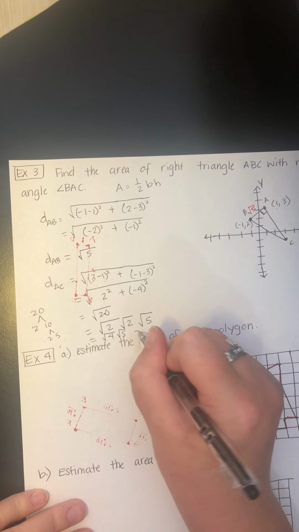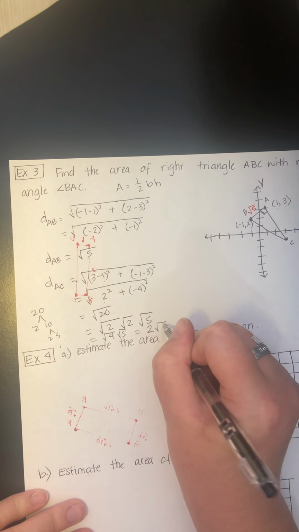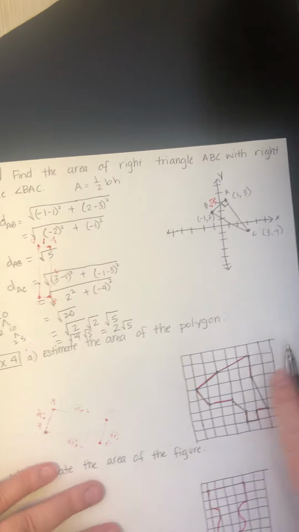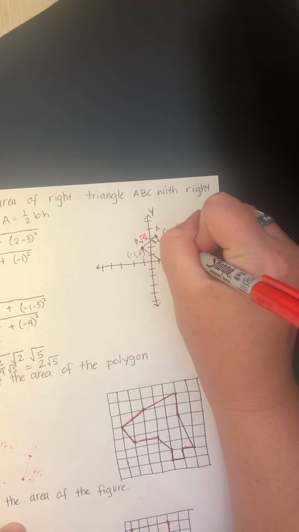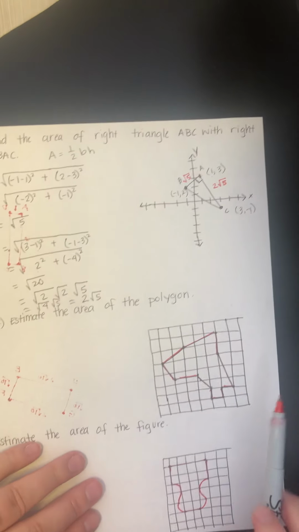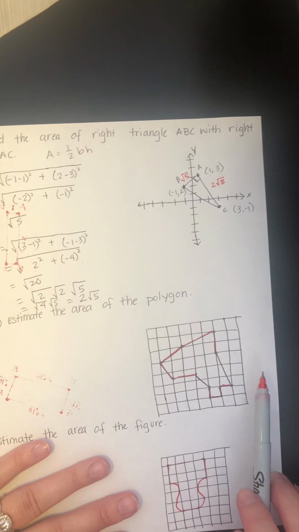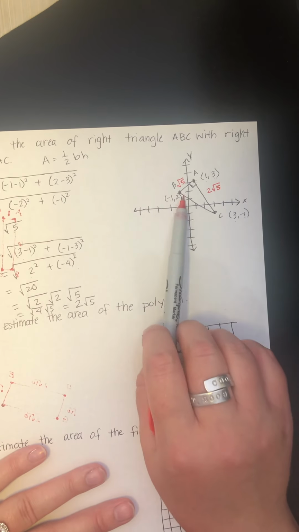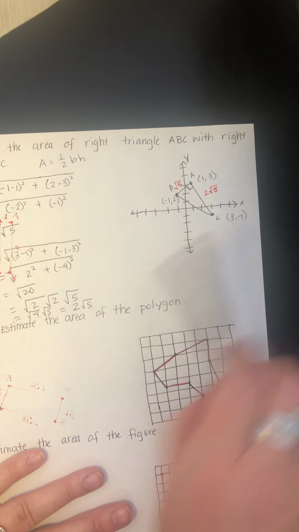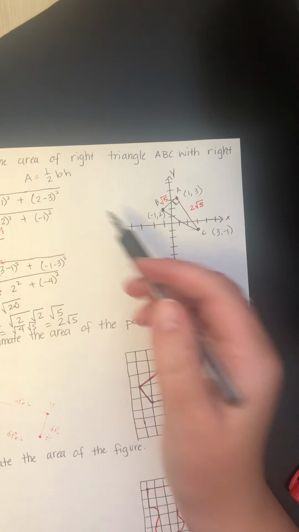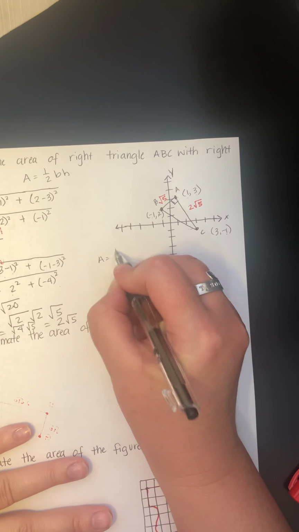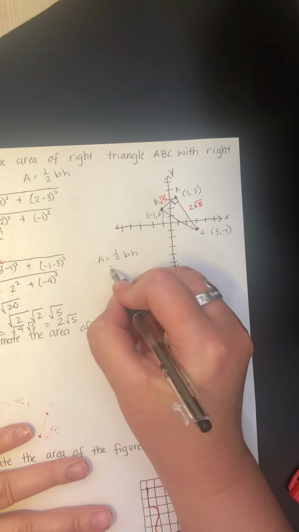And the square root of 4 is 2. Square root of 5 stays the same. So now we know the distance from A to C. And we're going to use our area formula because they ask us to find the area. You don't have to worry about this distance right here because this is the base and this is the height right here. So using our area formula, 1/2 base times height.